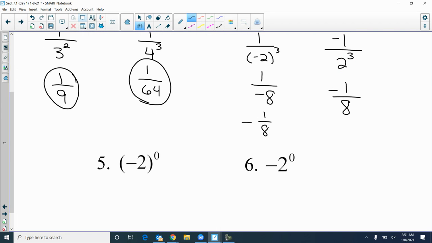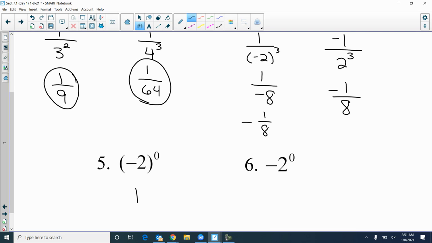5. Okay, -2 to the 0 power equals... -1? 1? It equals 1, because it's in parentheses. Anything to the 0 power is 1.